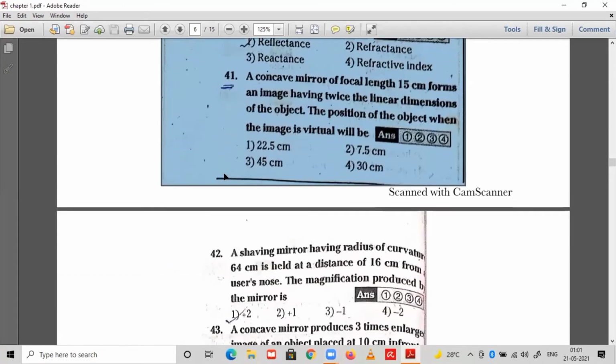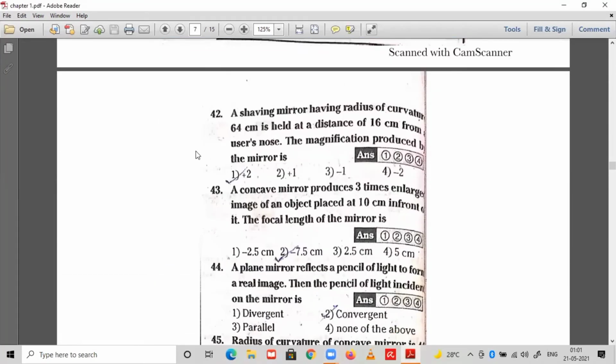Next, 42. A shaving mirror having a radius of curvature R equal to 64 centimeters is held at a distance of 16 centimeters from your nose. The magnification produced by the mirror is... You can solve this kind of problem even without solving. A shaving mirror is nothing but a concave mirror.